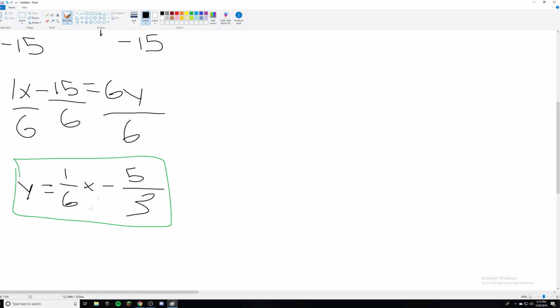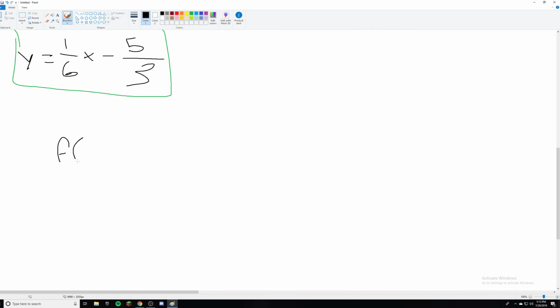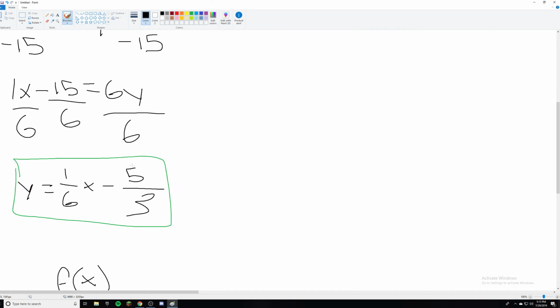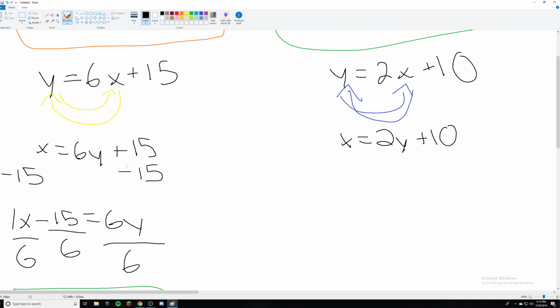And how you would write the inverse, say the original equation is f of x. Sorry, my mouse was not working there for a second.